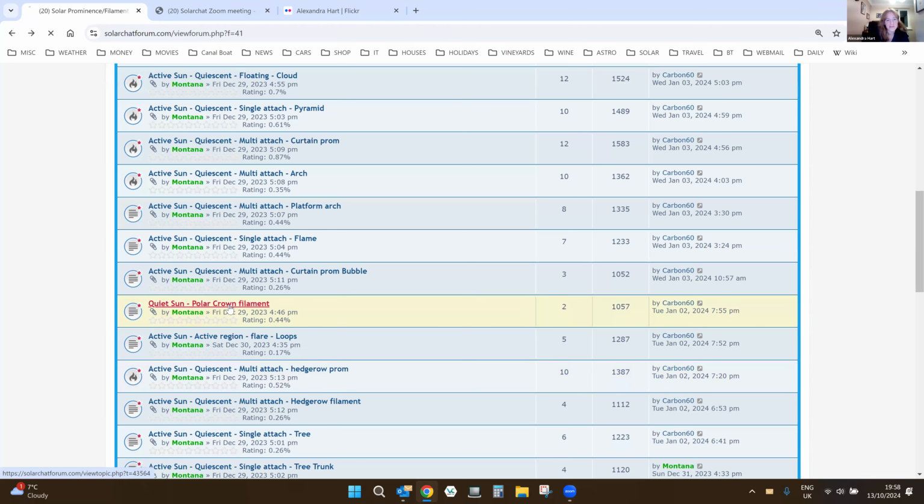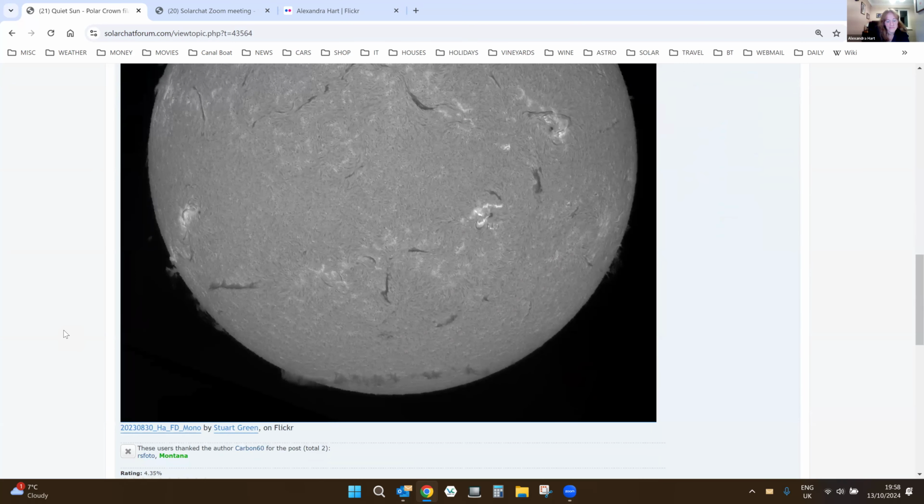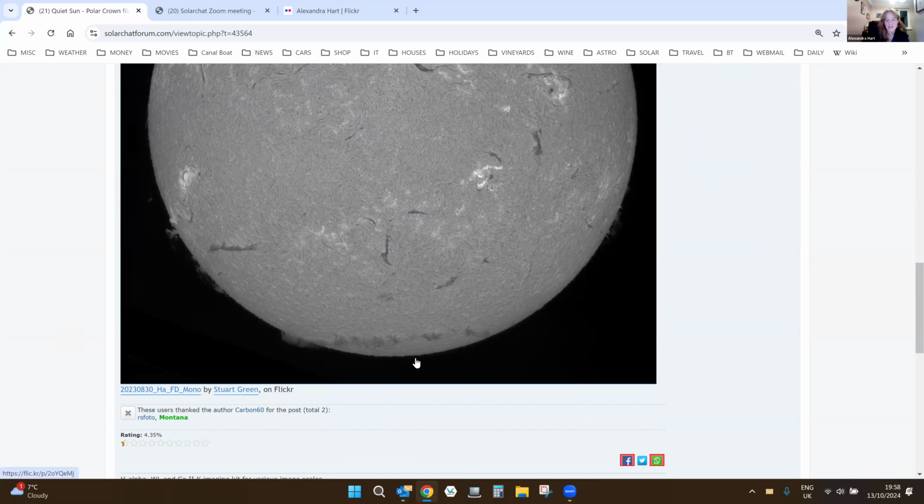Oh, polar crown filament. They're lovely. But I'm not sure that we'll see them now, because as you go through the solar cycle, probably about now, when you get to solar max, they disappear because they gradually migrate down and then disappear. And then when the new cycle starts, you start seeing them at the equator again and they start migrating down again. So I think we might be at a point where we don't see those too often now.